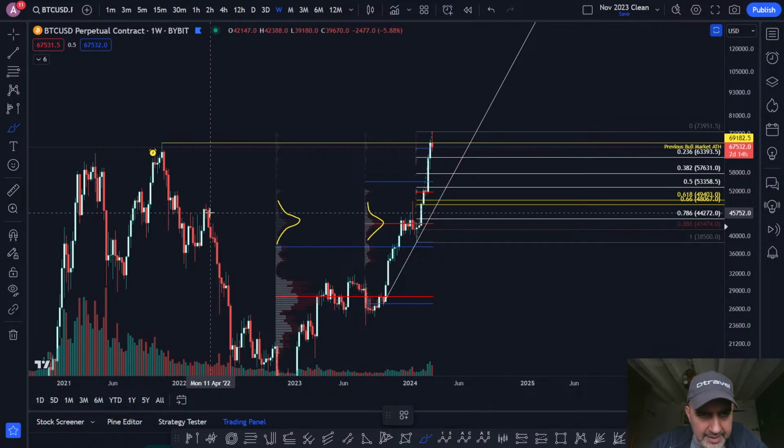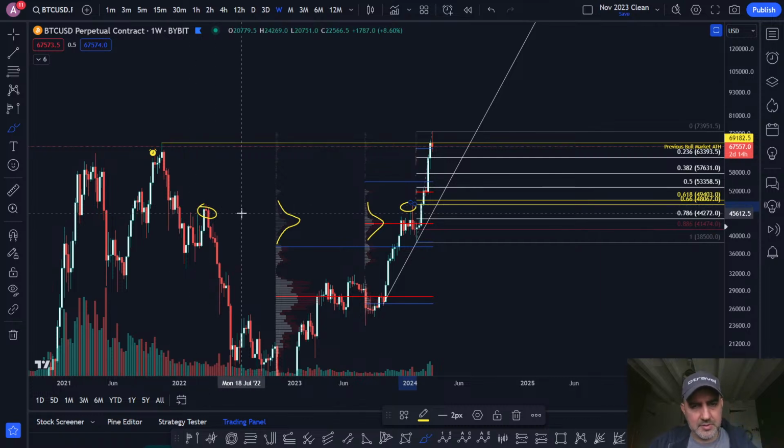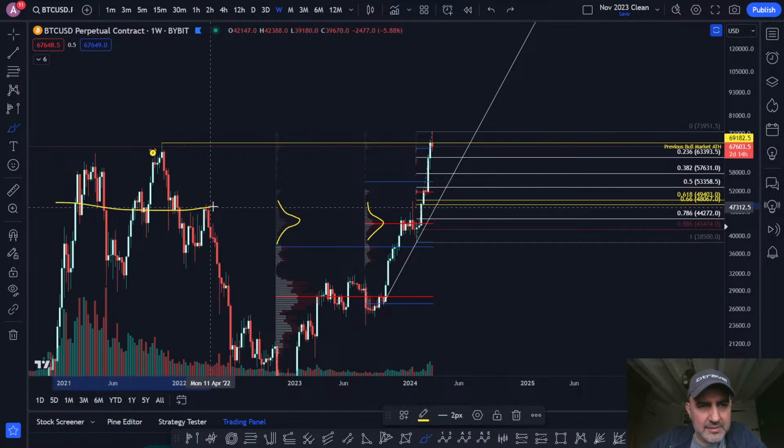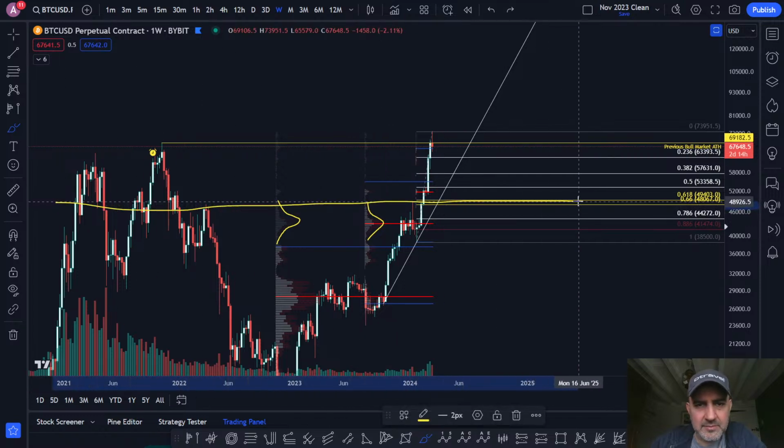Do you see this high here? You see this high here? Yeah. So potentially we're expecting there to be some kind of flip if the price comes down.